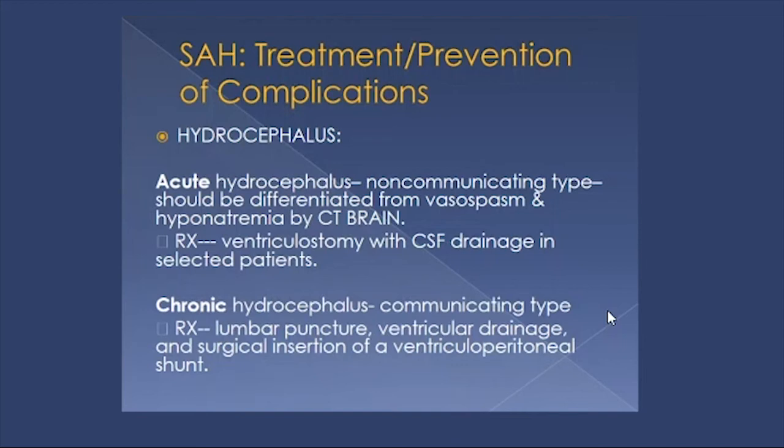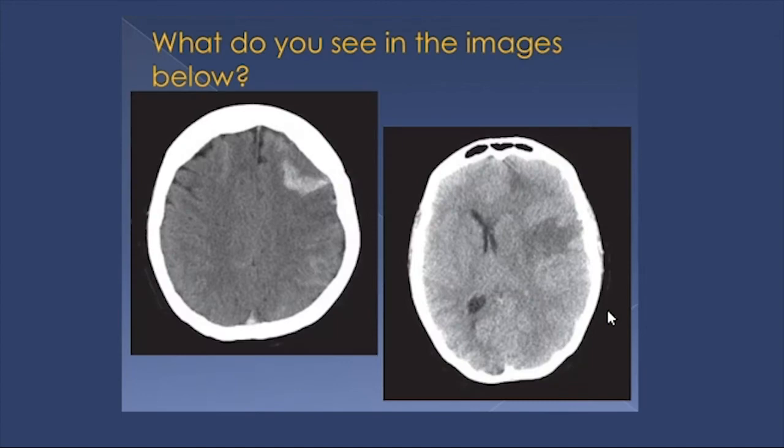The other common complication is hydrocephalus, which can be acute or chronic. Acute is usually the non-communicating type, and there's a recommendation that you should differentiate this from vasospasms and hyponatremia. The treatment is ventriculostomy with CSF drainage for selected patients. Chronic hydrocephalus is usually the communicating type, and treatment is with lumbar puncture, ventricular drainage, or surgical insertion of a VP shunt. So just remember the common complications and the medical therapies.